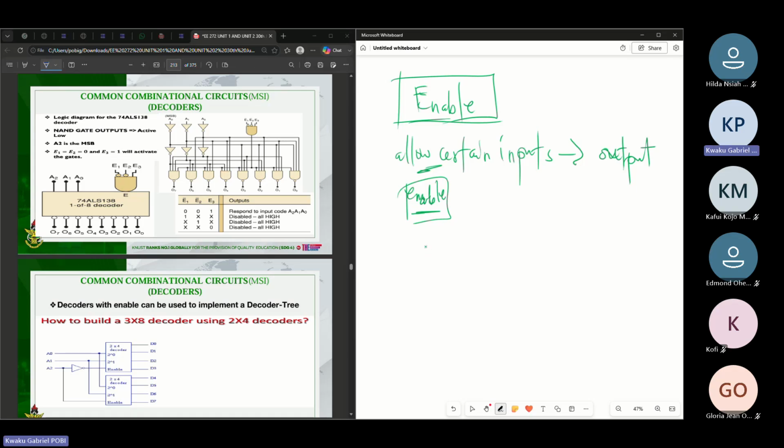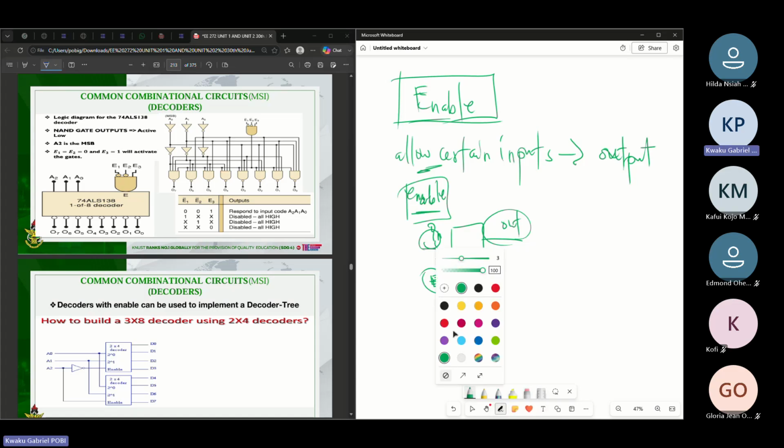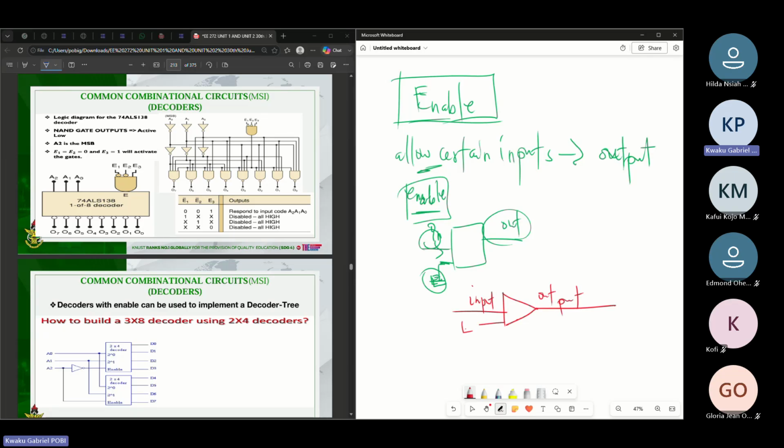So when you want to send a signal from your inputs to the outputs like this, so this is your inputs, this is your outputs. If let's say I connect an enable here, if this is my enable, then if this enable is not high, whichever input that you are having here will not be seen at the output side. So here you could have a data input. Let me use a buffer for this illustration. So I have this as my inputs, and this is my outputs. And then I have an enable here.